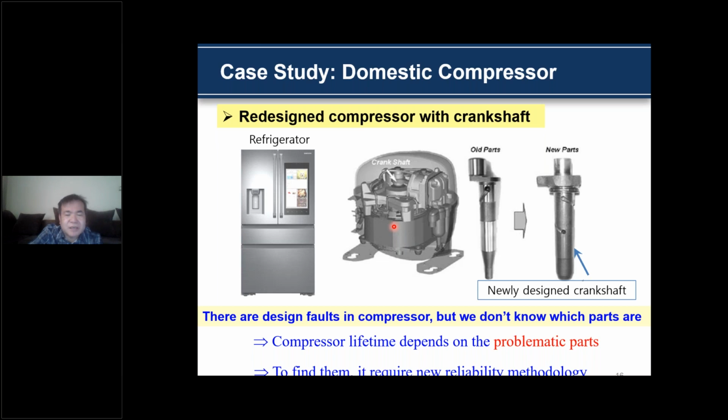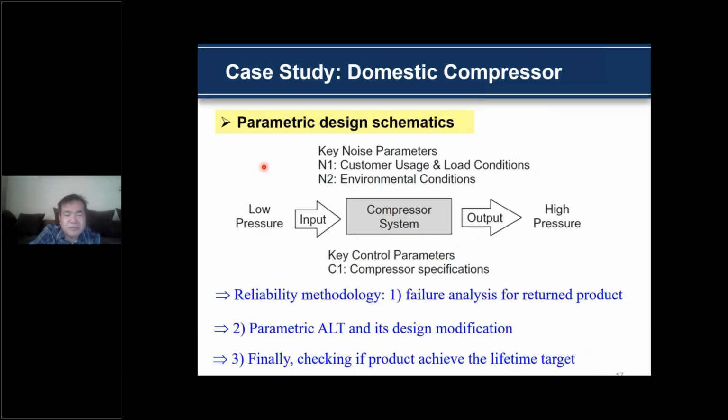This is a parameter design schematic, and the compressor is designed to increase pressure from low to high. We don't know the customer usage condition and the environment condition, and then we should know about the design and each part optimally. The derived methodology consists of three parts: failure analysis of the product, parametric ALT, and design modification. Finally, we check that the product achieves the lifetime target.